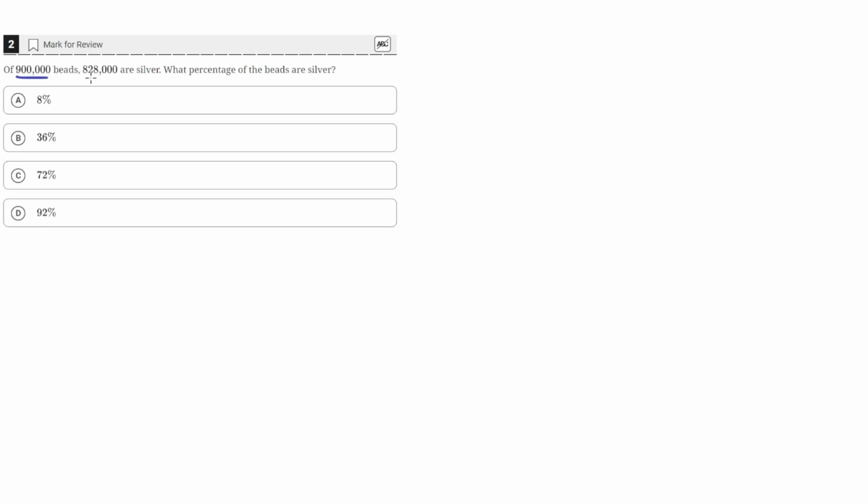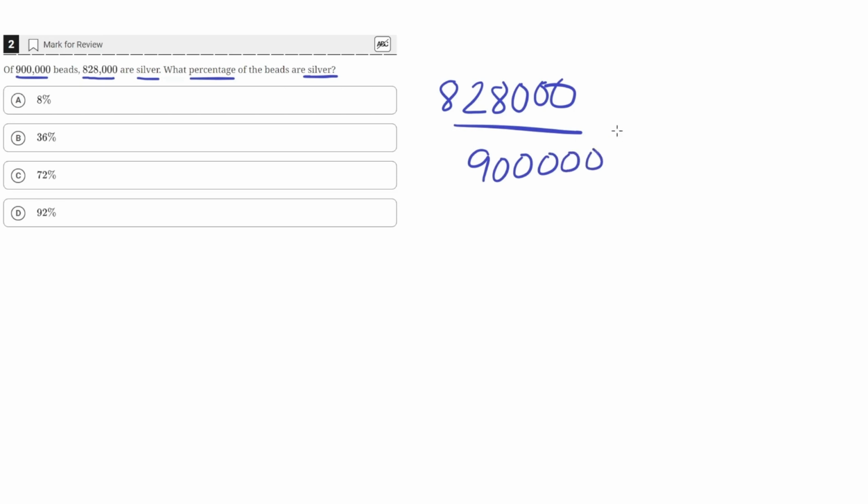Of 900,000 beads, 828,000 are silver. What percentage of the beads are silver? So to find the percentage of silver beads, we just divide the number of silver beads by the total beads. So that'll be 828,000 divided by 900,000, which is equal to 0.92 if you plug that into your calculator. And 0.92 is 92%. So for every 100 beads, 92 of them are silver. And that is answer choice D.